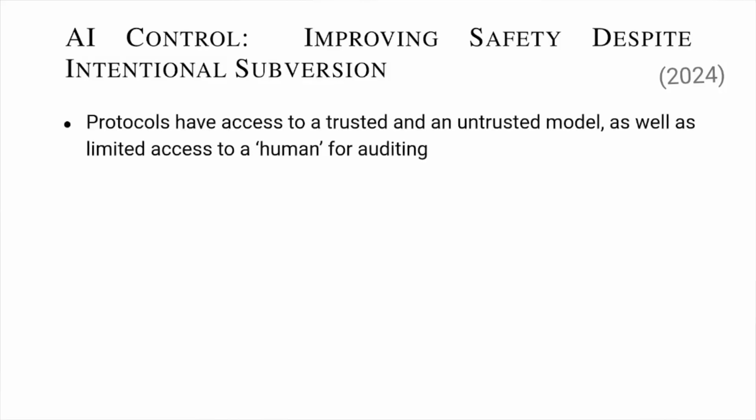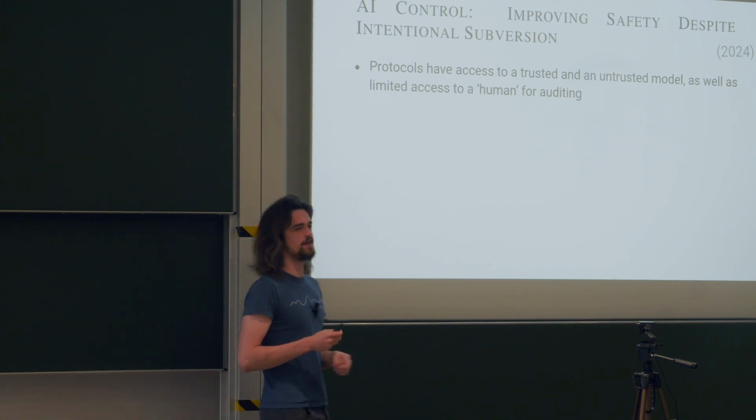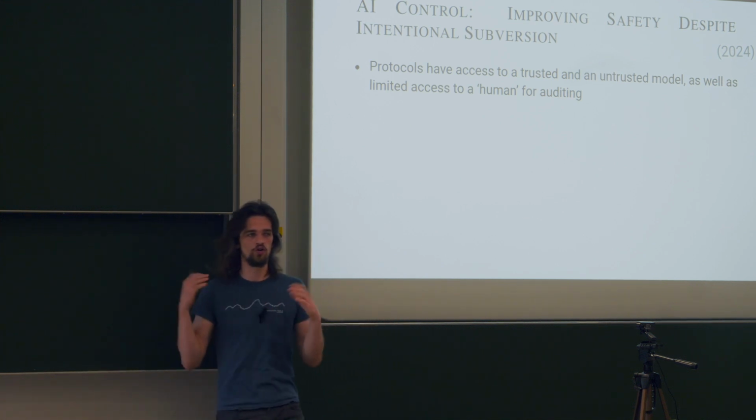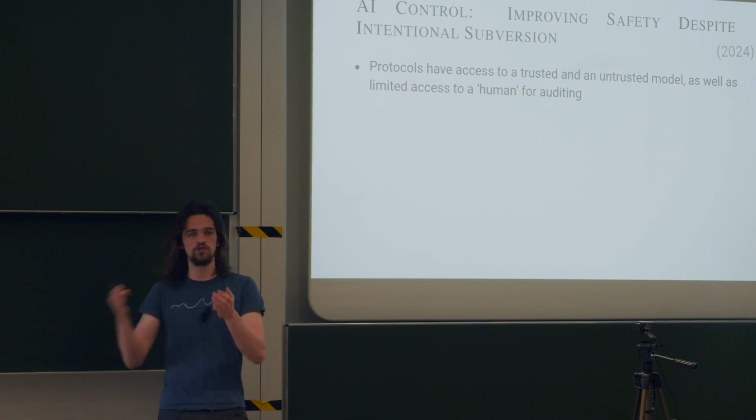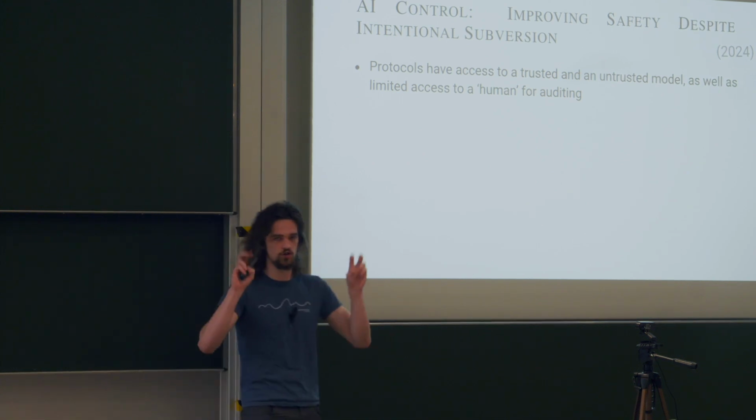I talked about how these protocols have access to a trusted model and an untrusted model. Their access to the human is limited. The idea is that you don't want to be relying on the human all the time. You're only going to have a small budget to allocate for human auditing, and I think the exact number they use is 2%. So you're allowed to refer 2% of the solutions you produce to this human model for auditing.